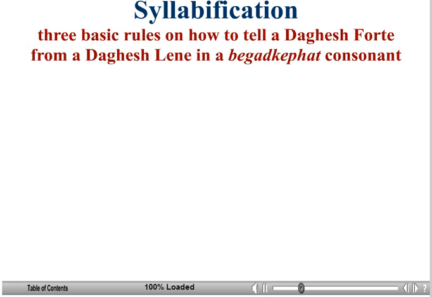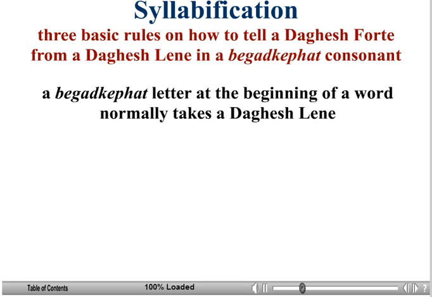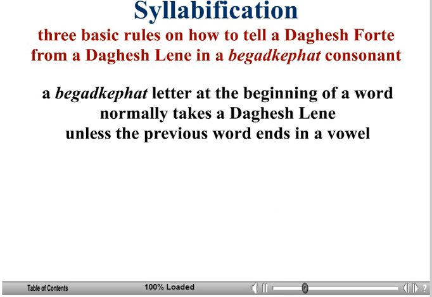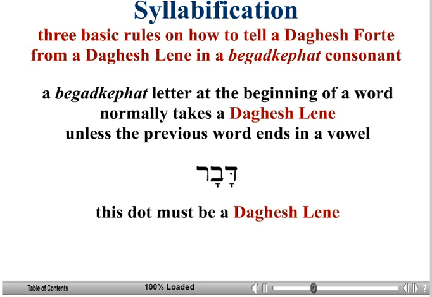Now to the third rule. A Bagad Kafat letter at the beginning of a word normally takes a Dagesh Lene unless the previous word ends in a vowel. Let me repeat the rule. A Bagad Kafat letter at the beginning of a word normally takes a Dagesh Lene unless the previous word ends in a vowel. We illustrate this rule with the word davar. This word begins with a Bagad Kafat consonant, daleth, in which there is a dot. This dot must be a Dagesh Lene according to this rule.